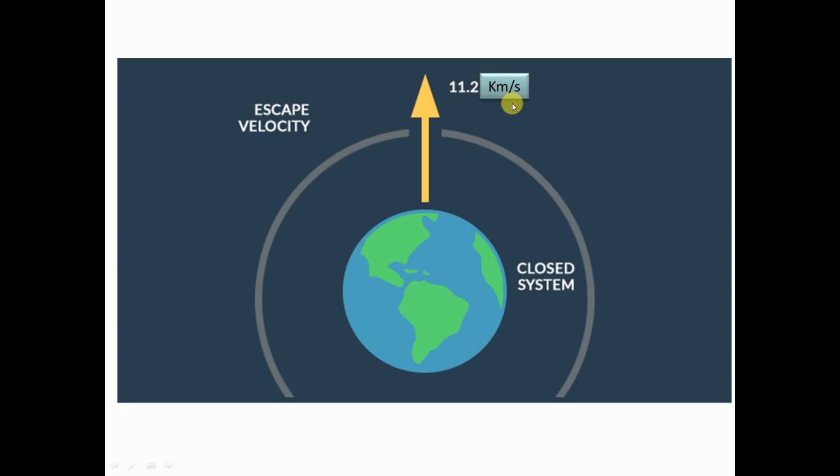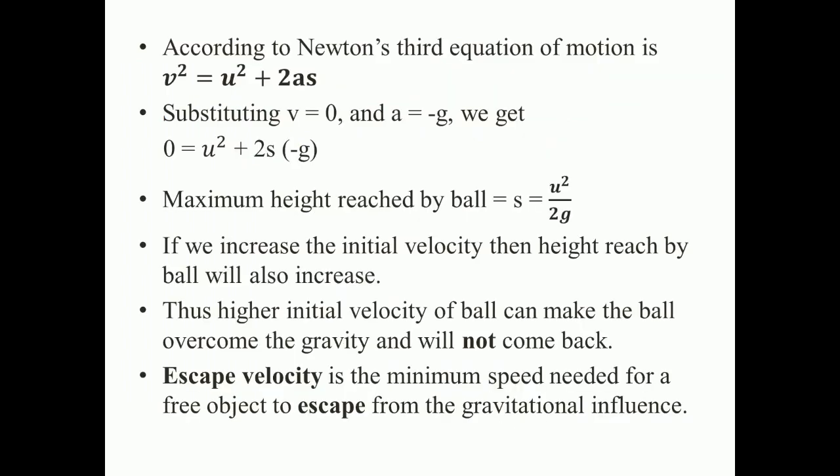Now we will see how 11.2 km per second is calculated. First of all, the definition: escape velocity is the minimum speed needed for a free object to escape from the gravitational influence. Influence means field. This is the definition. Now we will calculate the escape velocity. What is the value of escape velocity? How did we get 11.2 kilometer per second?